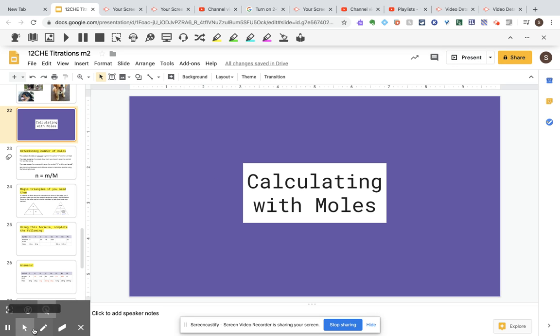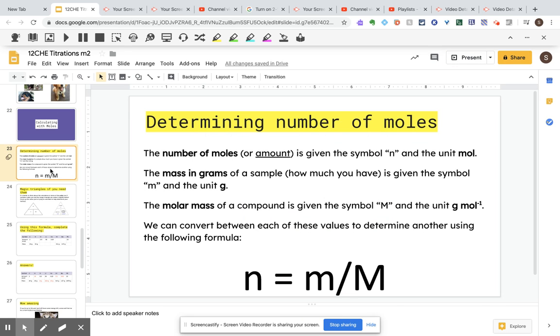Okay, hello. I'm doing this one not on presentation mode so that I can do some scribbling. So this section here is looking at calculating with moles. So we've worked out how to determine our molar mass to know how much 1 mole of a substance would weigh. But we want to be able to convert between each of these different things.